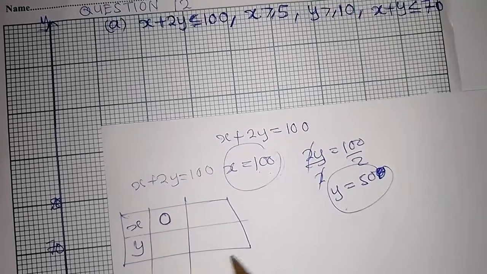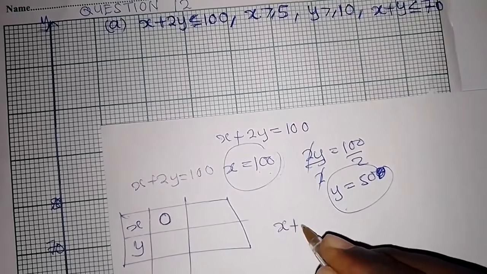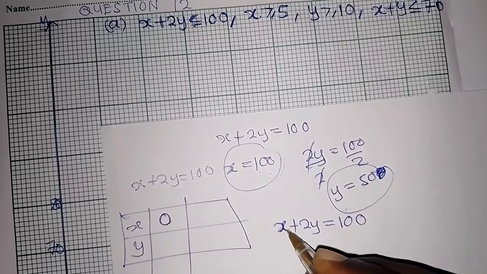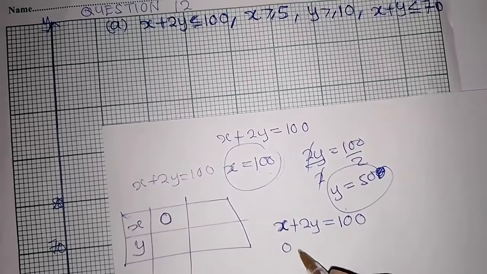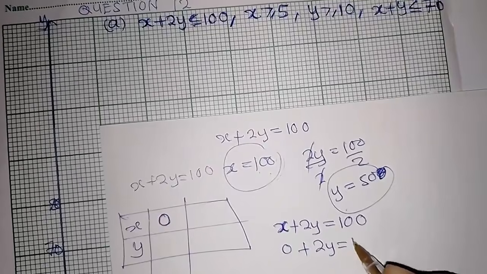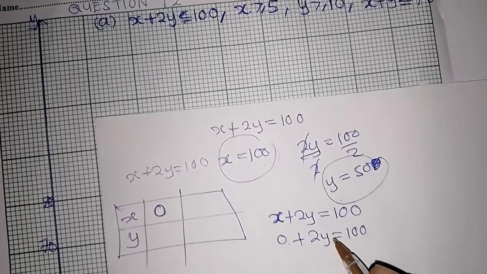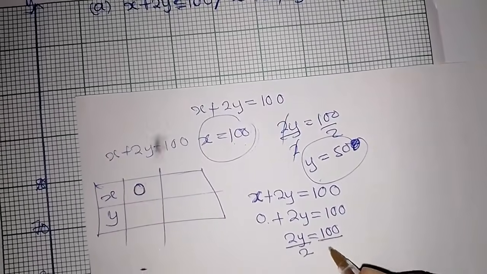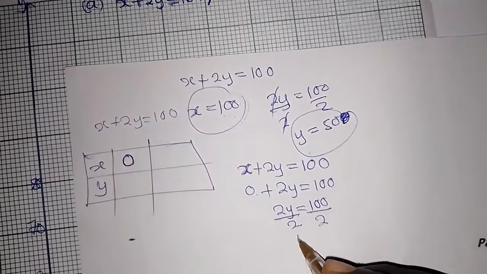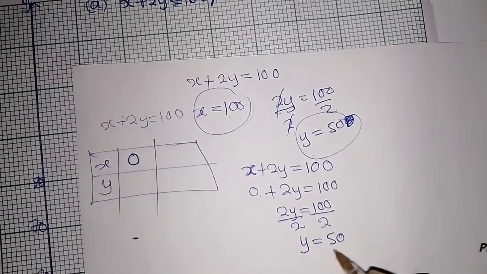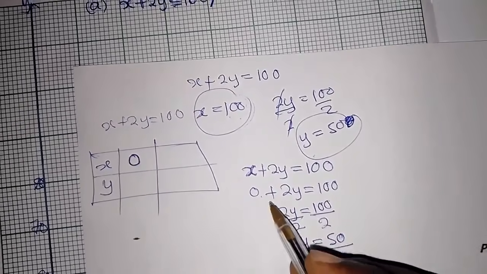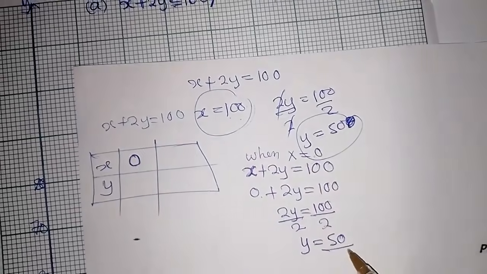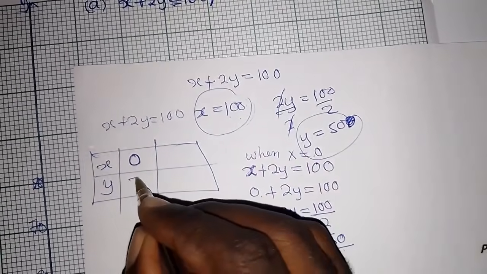If x is 0, we've got x plus 2y is equal to 100. Where there is x, you put 0. 0 plus 2y is equal to 100. So 0 plus 2y, you get 2y. 2y is equal to 100. Divide by 2, divide by 2, which means that y is equal to 50. So when x is 0, y is 50. So I put a 50 there.